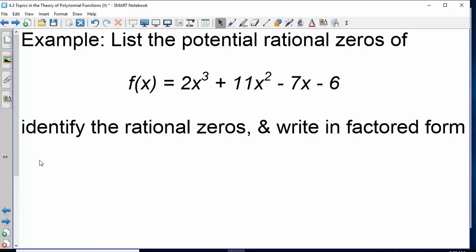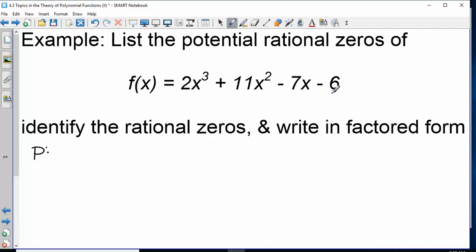f of x equals 2x cubed plus 11x squared minus 7x minus 6. So first, on the problems before, when I gave you this and told you to factor it, I told you the first zero, and you would jump right in with synthetic division of that number. I'm not telling you where to begin this time. So we have to come up with a list of what could be a zero. To do that, we are going to find our p's and our q's.